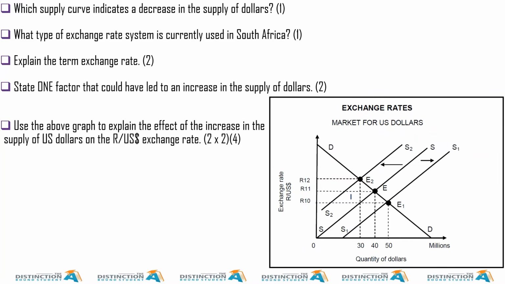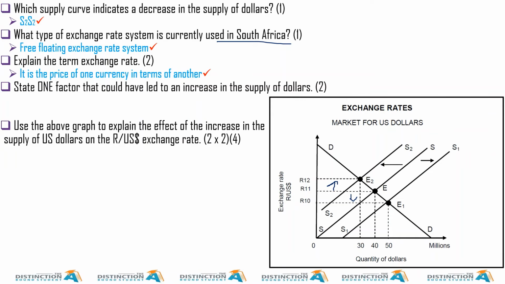And you see what increase in supply does, it makes a currency appreciate. And a decrease in supply makes the rand what? Here it appreciates, here it depreciates. Right, which supply curve indicates a decrease in supply? Okay, that will be S2. What type of exchange rate system? This is a free floating used in South Africa. I mentioned it before. Explain the term exchange rate: the rate at which one currency is trading for another.